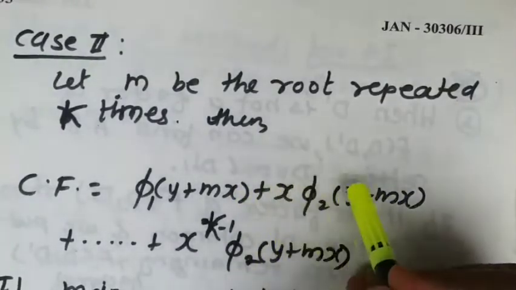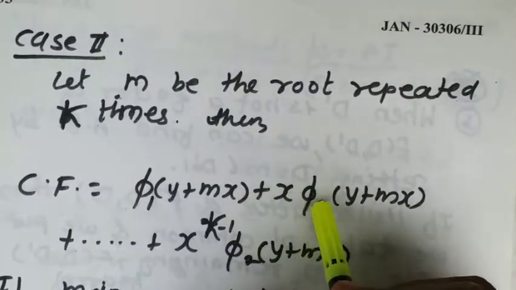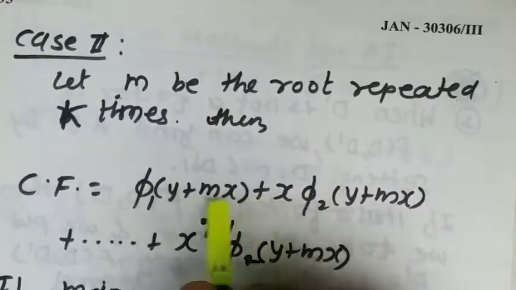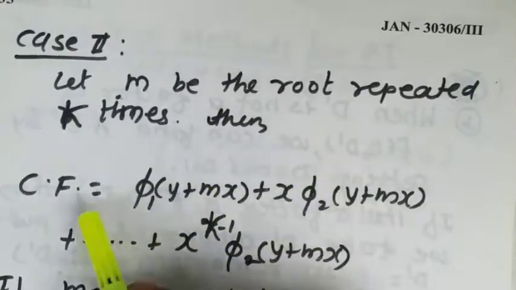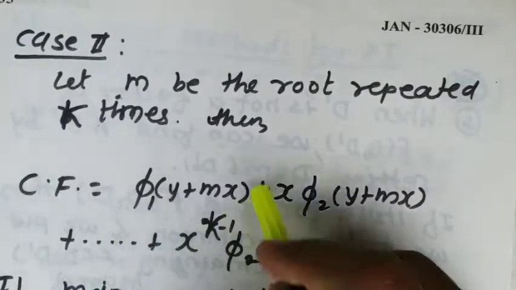But along with that, in the multiplication of these functions, we have x raised to 0, which is 1, x raised to 1, x raised to 2, x raised to 3, up to x raised to k minus 1.